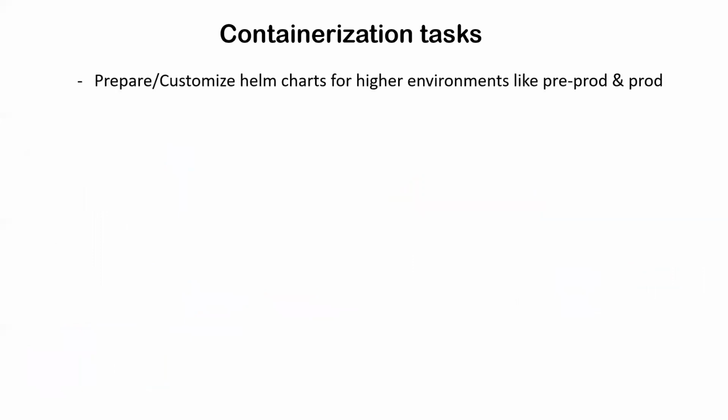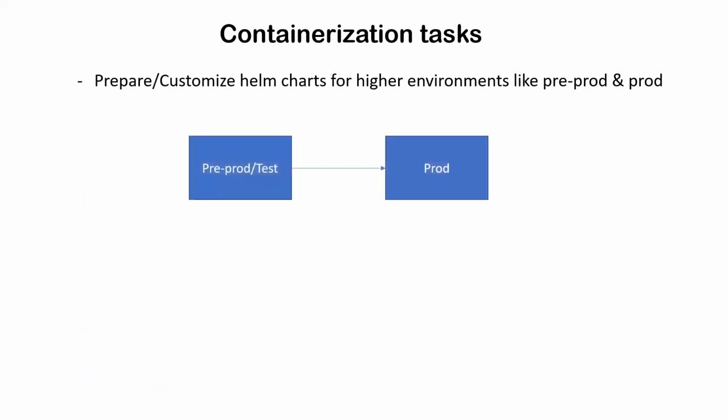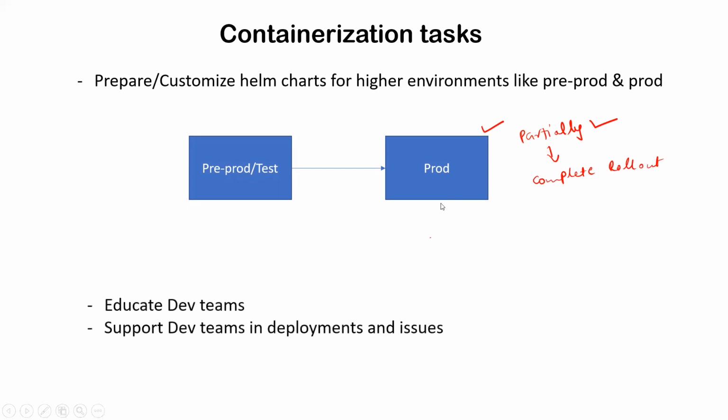So while monitoring the application pods in the pre-prod and the test environment, we used to start preparing or customizing the same Helm chart for the production deployments as well. Again, same procedure. First, we used to partially deploy application instances to prod, because between the pre-prod environment and the production environment there will be a slight change, right? So that's the reason we first wanted to do the partial deployment. Once the partial deployment is working fine, then we used to completely roll out application instances onto the Kubernetes cluster itself.